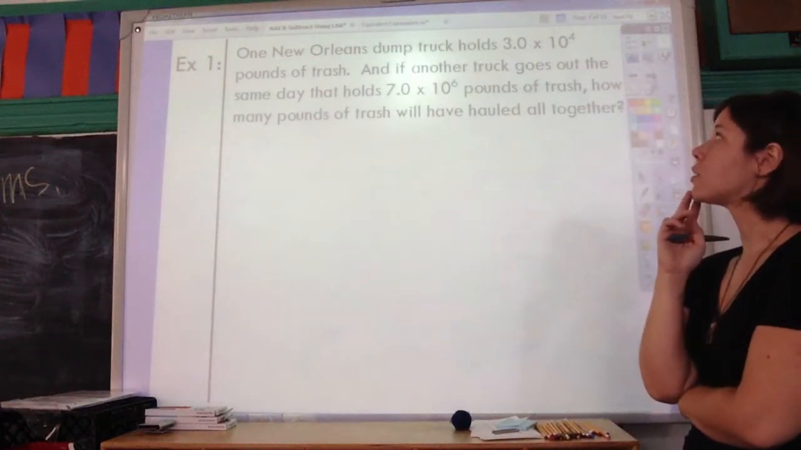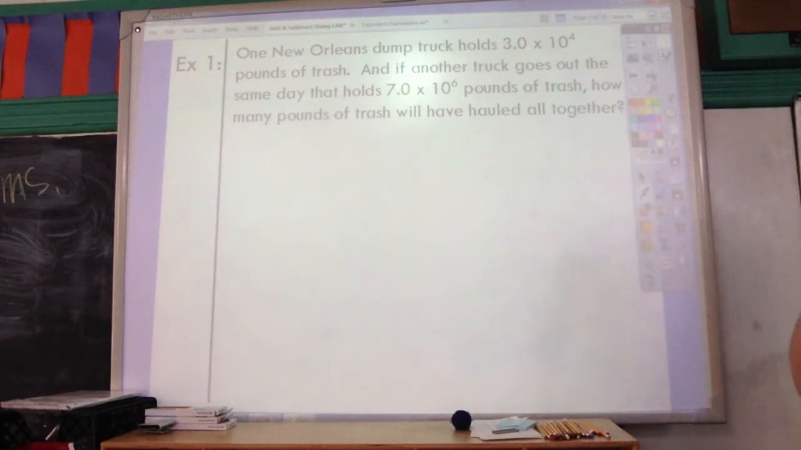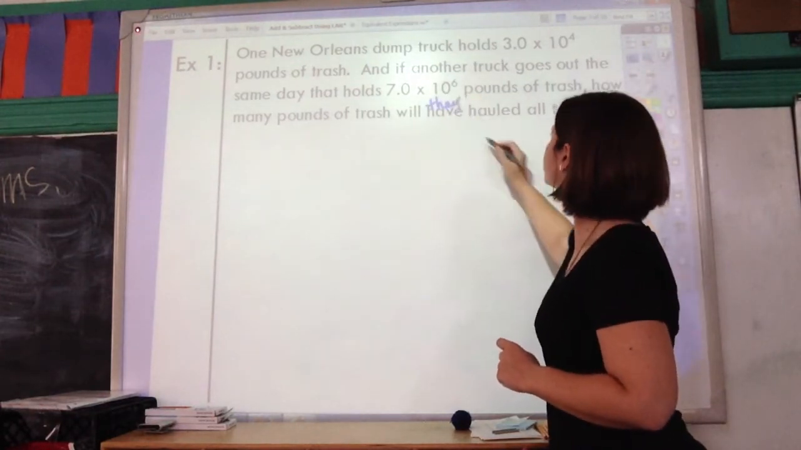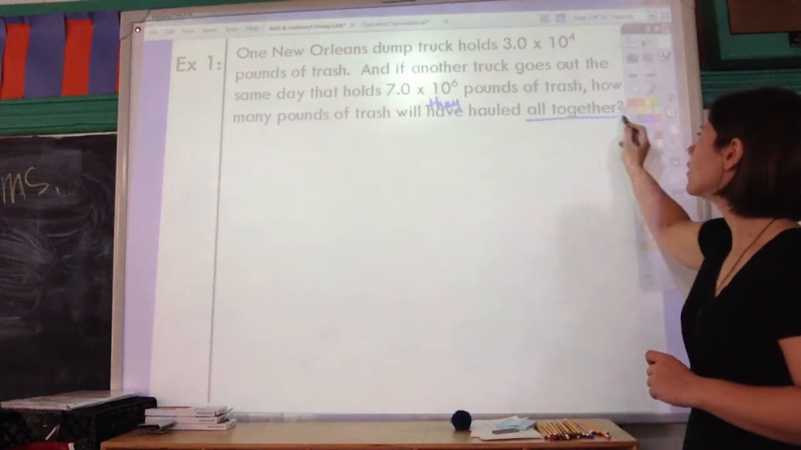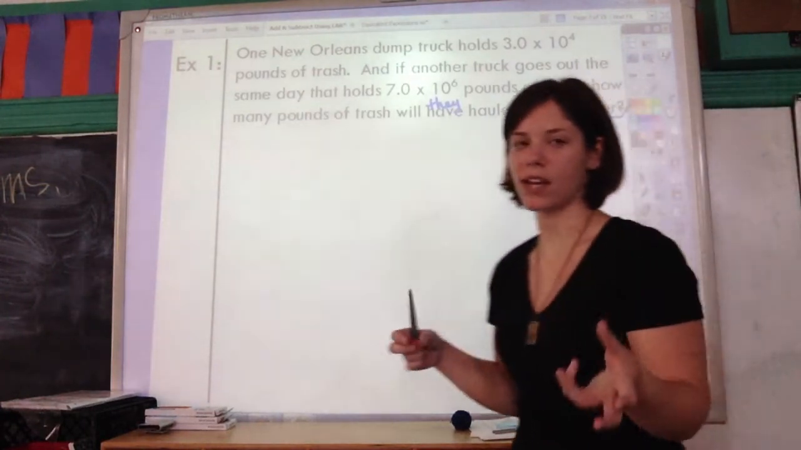One New Orleans dump truck holds 3.0 times 10 to the 4th pounds of trash. And if another truck goes out the same day that holds 7.0 times 10 to the 6th pounds of trash, how many pounds of trash will they have hauled all together? All together is such a friendly term, and I'm going to talk to you about that in a second.